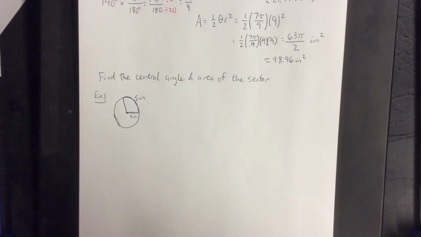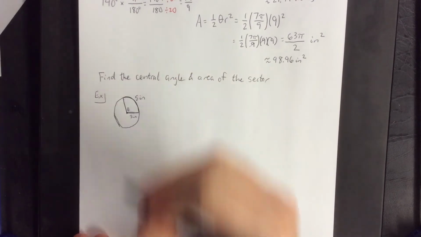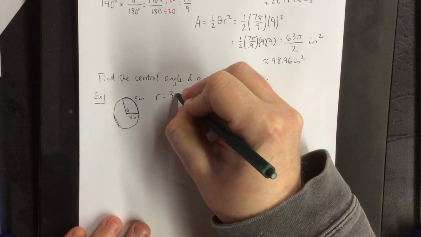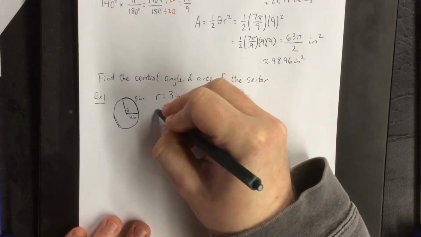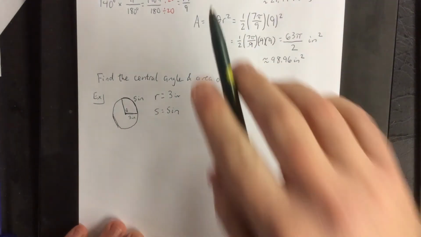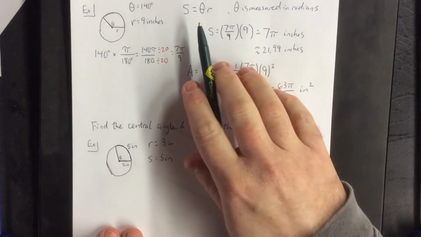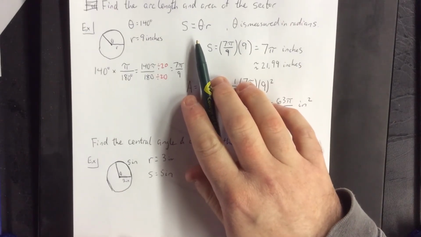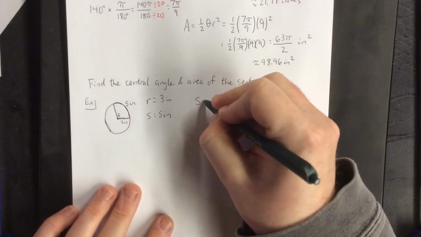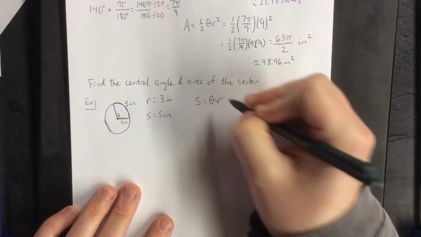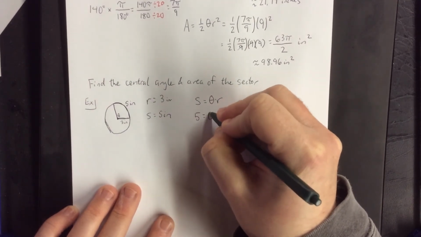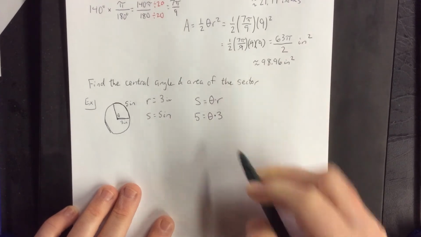So this time I'm interested in finding the central angle and the area of the associated sector. So things that I know are R equals 3 inches and S is equal to 5 inches. What we're going to do is use the same formula as what we used above for the arc length formula. S is equal to theta times R. Except this time we know S and R. I'm going to plug in the fact that S is 5 inches, theta is unknown, and R is 3 inches.